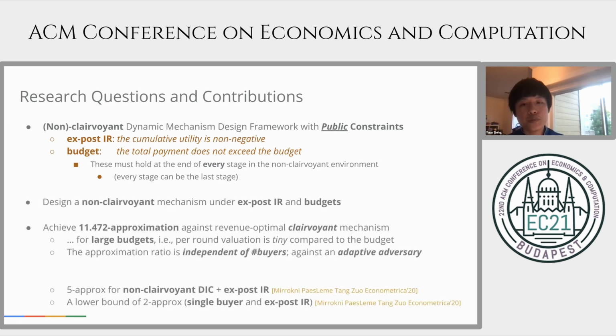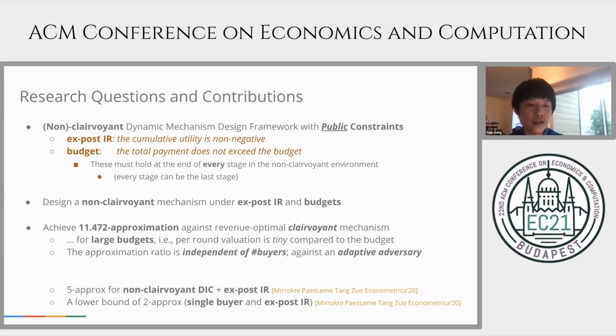With our design framework, we are able to design a competitive non-clairvoyant mechanism under ex post IR and budget constraints, which achieves non-trivial approximation against the revenue optimal clairvoyant mechanism. One caveat of our mechanism is that we do assume a large budget, which means that the buyer's per round valuation should be tiny compared to their budget, which is well motivated in the online advertisement market.